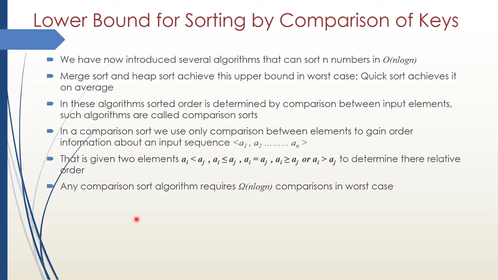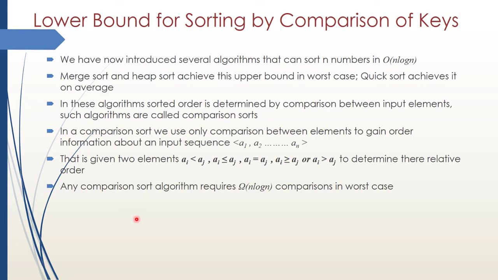In these algorithms, sorted order is determined by comparison between input elements. Such algorithms are called comparison sorts. All the algorithms we studied for sorting actually work based on comparison of two elements. The basic operation is comparison of two elements. That means insertion sort, bubble sort, selection sort, merge sort, heap sort and quick sort, everything follows this comparison sort method.